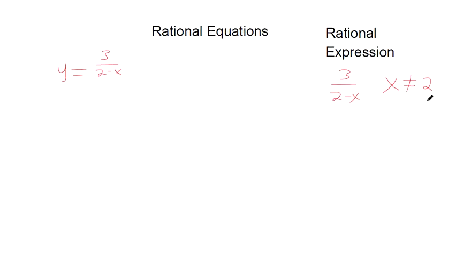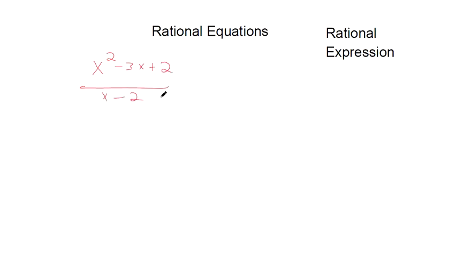Okay, so what we do with rational expressions is we can use them to help us make equations to model some real-world situations. Oftentimes we need to factor them though, okay? So if we have this equation, this is going to be a rational expression. If we have this rational expression, the numerator is something we've typically seen before at this point in an algebra course. X squared minus 3x plus 2 can be factored to x minus 2 and x minus 1.